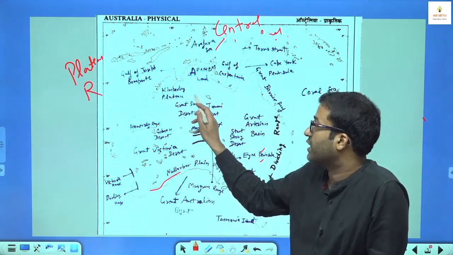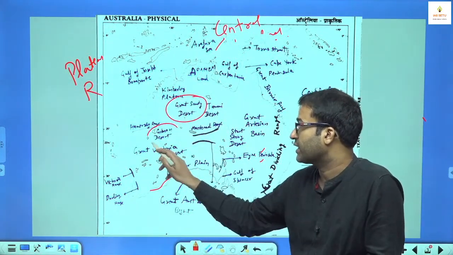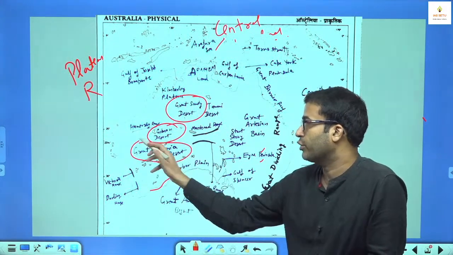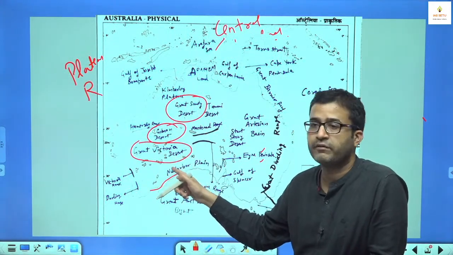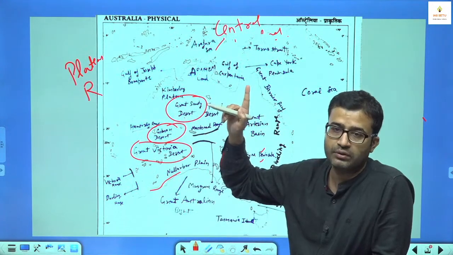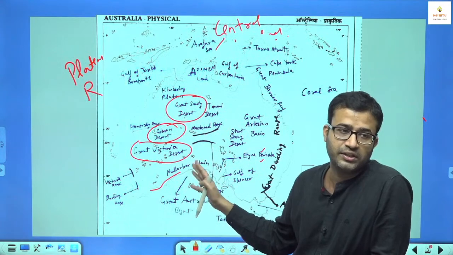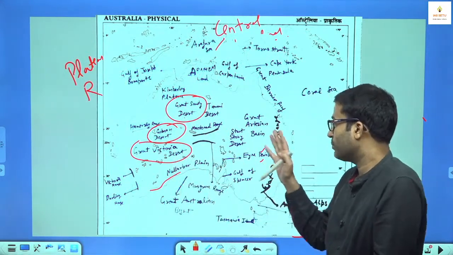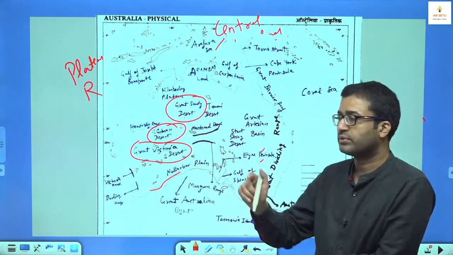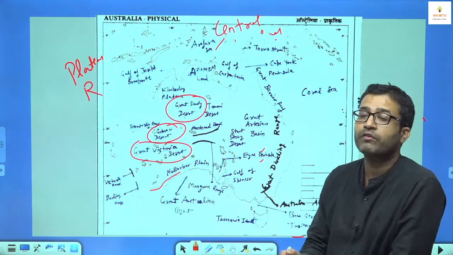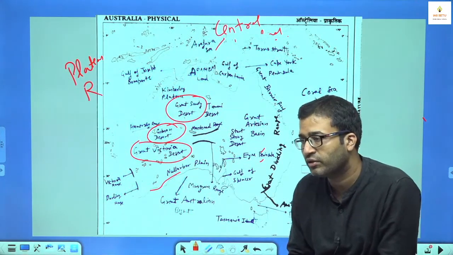You can see there is a Great Sandy Desert, there is a Gibson Desert, there is a Great Victoria Desert, and I told you we have so many Victorias, including Queen. The province is also named Victoria, the Great Victoria Desert also, we have a Victoria Lake. Where was Victoria Lake?